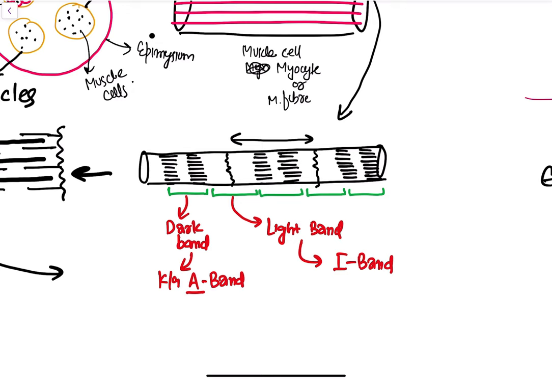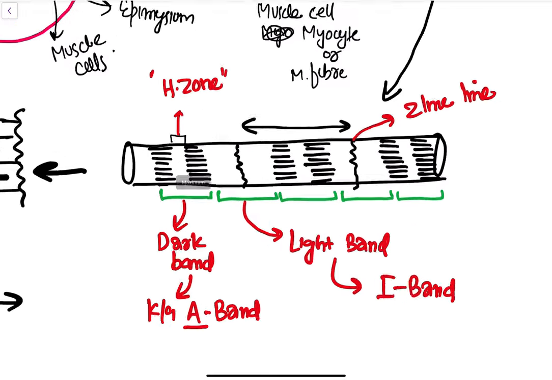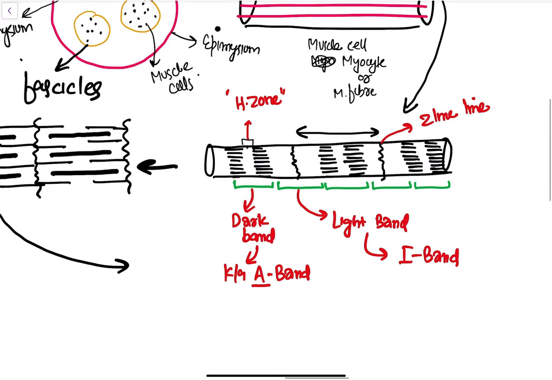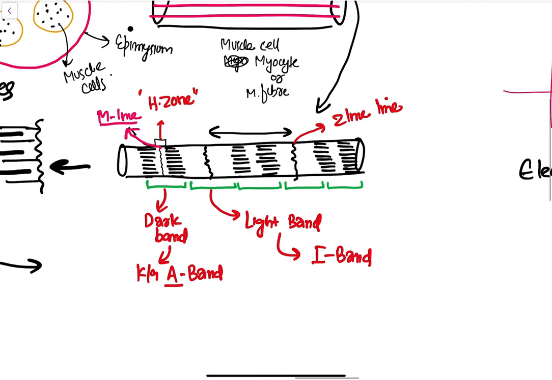Now inside this dark band or A band, you have this light zone. This light zone is called H zone. Inside the light band or I band, there is a dark line. This is called Z line. We also find a thin dark line inside the H zone, which is known as M line. Now the area between two Z lines is called sarcomere, which is the functional unit of muscle contraction.